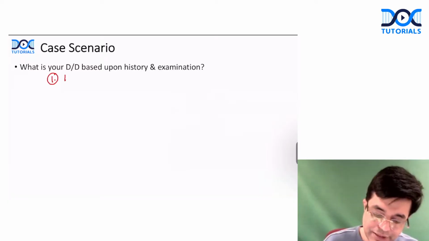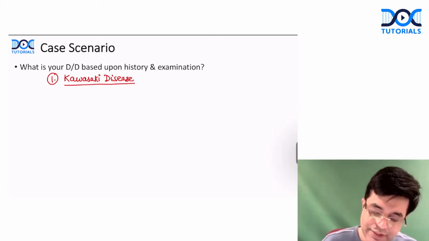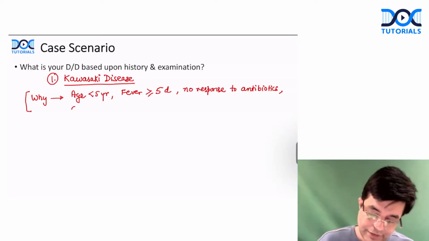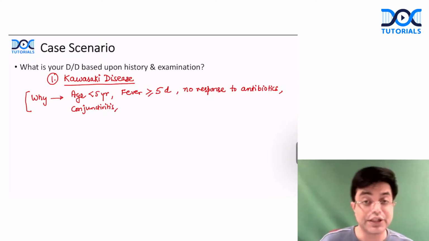The first possibility will be Kawasaki disease. Why Kawasaki disease? The examiner can ask you in viva or at the bedside. Because the child is having age less than 5 years, there is fever lasting equal to or more than 5 days, there is no response of fever to antibiotics, plus the patient has conjunctivitis-like presentation. So, ocular symptoms are there, ocular congestion is there.